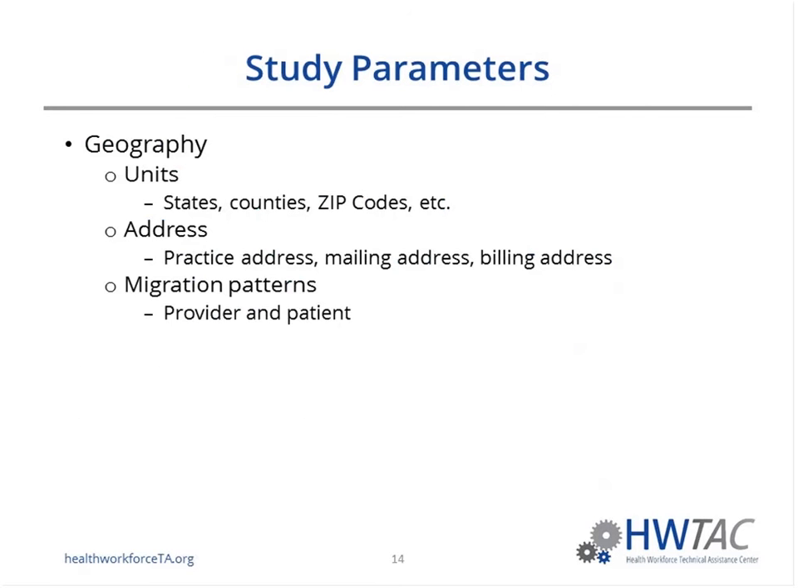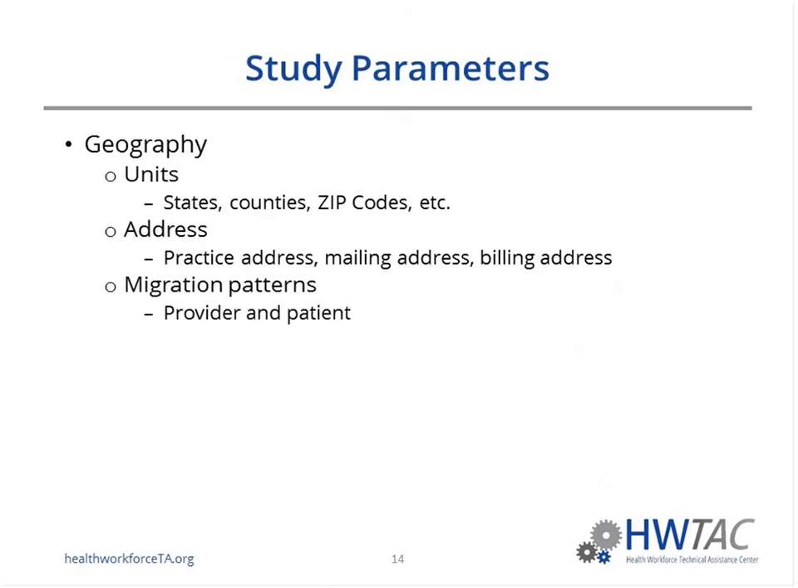Okay, next I'm going to go ahead and talk a little bit more about geography. Well, there's three major dimensions to geography which we're going to address: units, that is units of analysis, address, and migration patterns. And by units of analysis, what I mean is, well, what are the boundaries you're using? Are you looking at states? Are you looking at counties, zip codes, et cetera, census tracts?